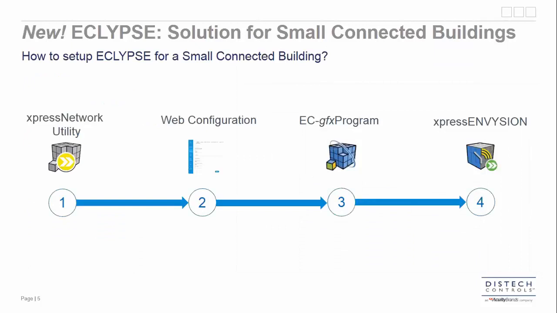All right, so how do you set up the small connected building? It's a very simple process. We've added some key features in Express Network Utility. So you're just going to be able to use Express Network Utility to set up your networks, and set up some user settings. Then you're going to be able to set up some BACnet settings within your web configuration. You're going to use ECGFX program to discover your BACnet devices. And then once all of that's in your database, you can build Express ENVYSION user interfaces. And then that's it. You publish it and your users can interact with their systems.